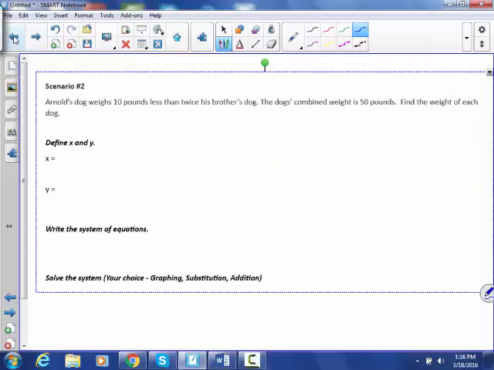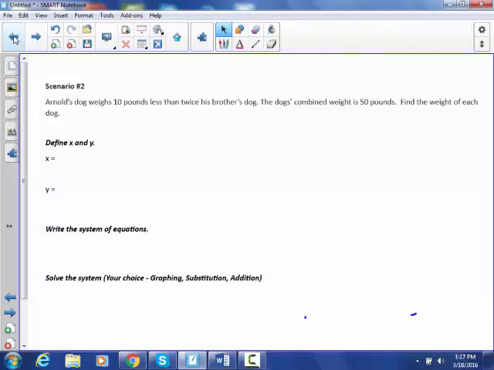Let's go back and look at the next scenario. All right. Got a lot of chatter, so let's cut the chatter out. We're almost done. Okay, here we go. All right, so Arnold's dog weighs 10 pounds less than twice his brother's dog. The dogs' combined weight is 50 pounds. Find the weight of each dog.